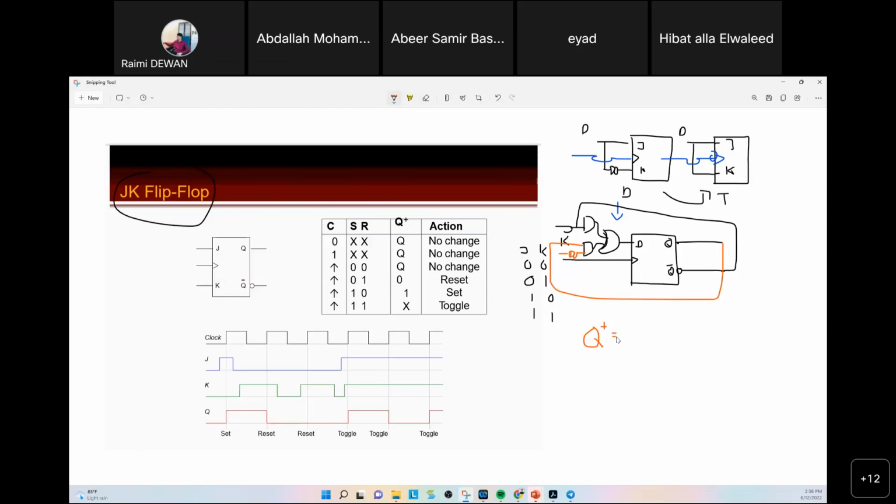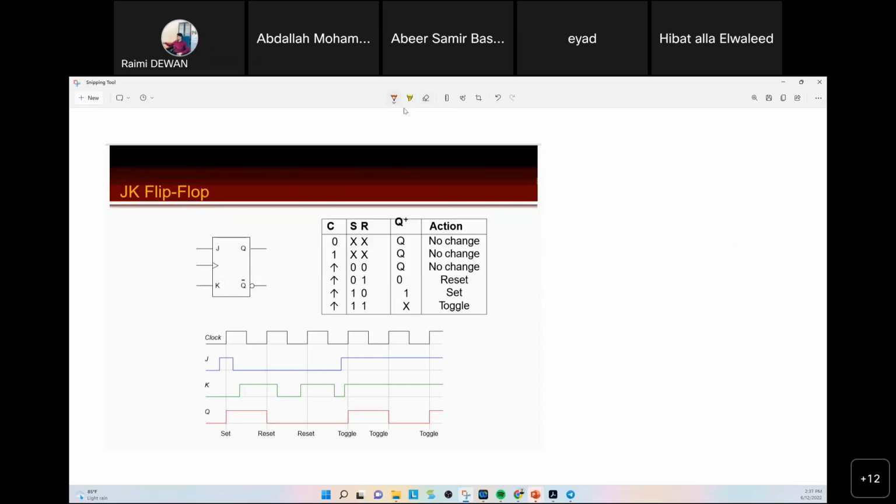So you should have this kind of wording. For example, past output, present output, and the next one is future output. So this one is the characteristic equation. Now we go to the characteristic table first. Erase all. Now we go to this characteristic table because we have J and K as our inputs.